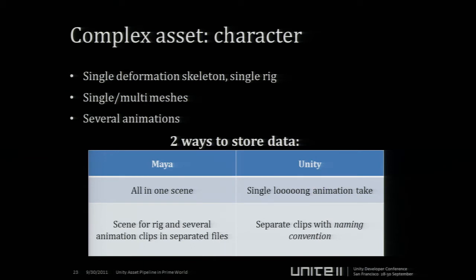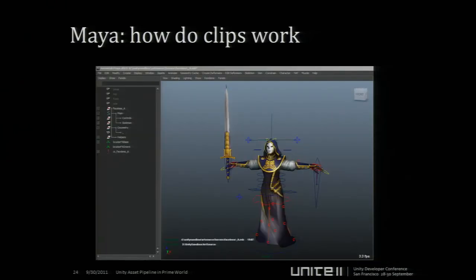Another way to store data is to have a separate scene for the rig and several animation clips in separate files. On the Unity side, you will have the same using a naming convention. Unity supports it, and it works really well. The second approach is really certified by Nival, and we use it widely.